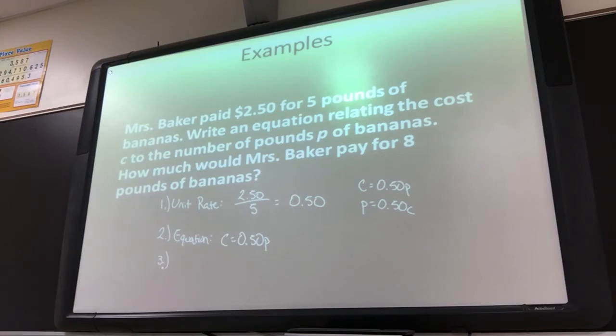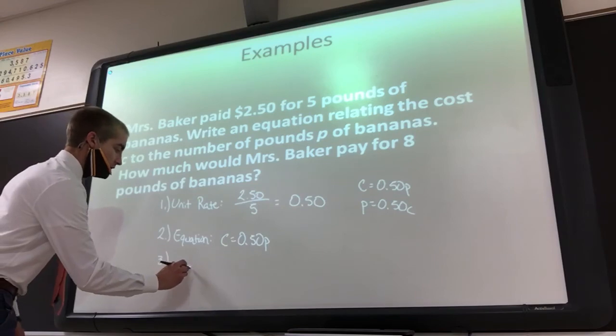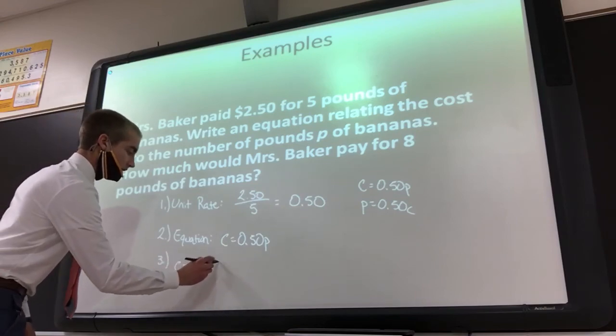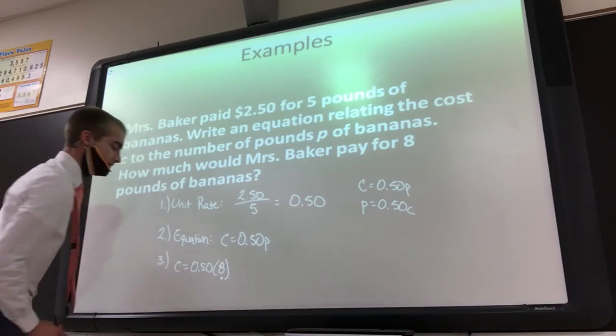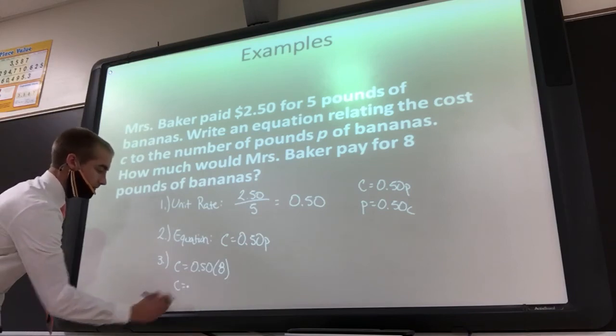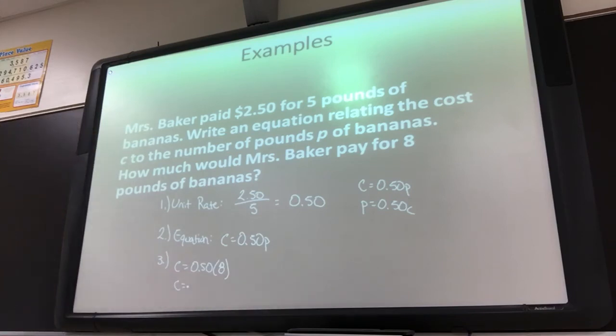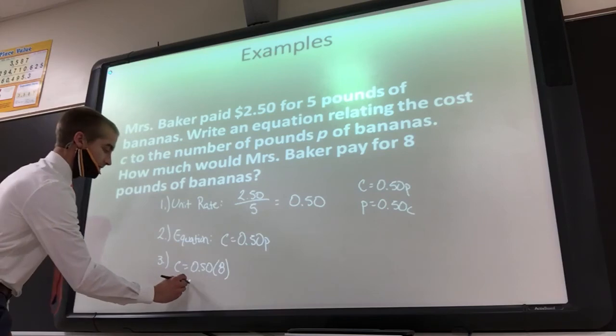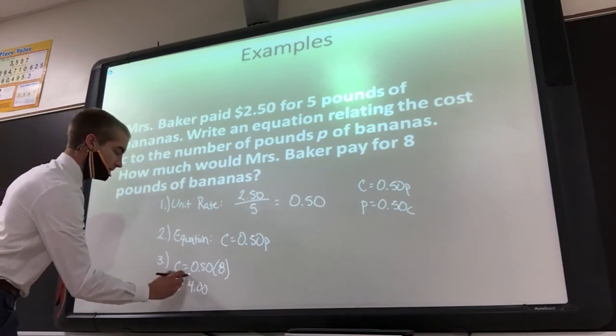So then 8 is going to be plugged in for what, C or P? For P, because 8 is pounds. So we'll do C equals 0.50 times 8. That'll be $4. Good.